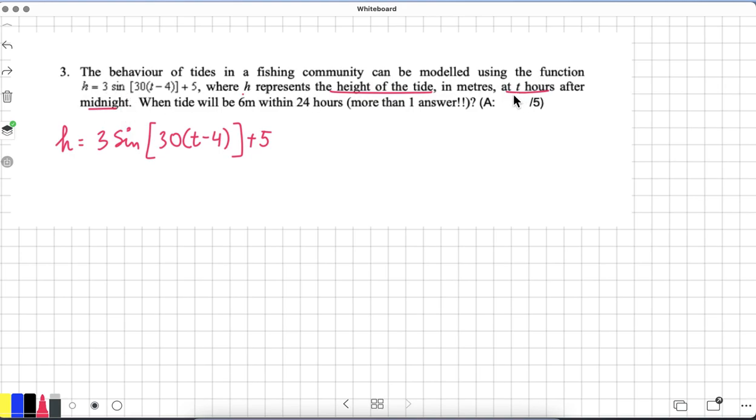So t is representing the number of hours after midnight when the tide will be 6 meters within 24 hours. So 6 meters here means the height of the tide is given. Height will be 6, but the time is missing right now. But remember, it says when will be the time. So we need to find out the answer using the time here. Let's see how we're going to do it.